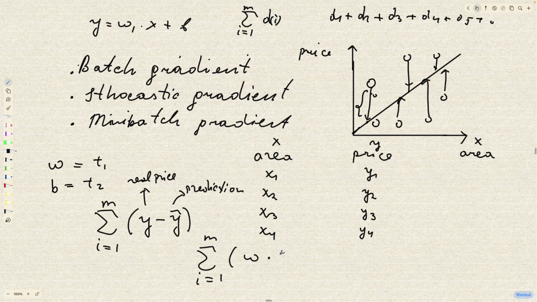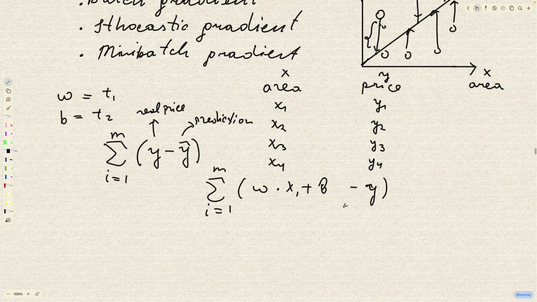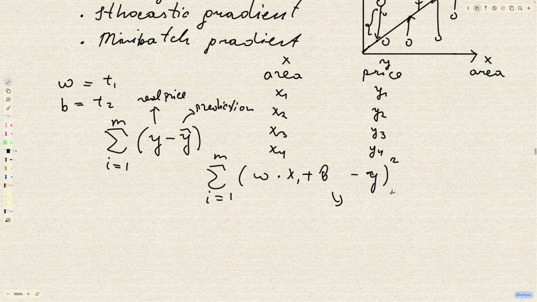So w multiplied by x1, our input, plus b, minus y. And we're going to take its square because we are interested in the distance. It doesn't matter whether it's minus or plus, that's why we're going to take its square. And this is basically the loss function.